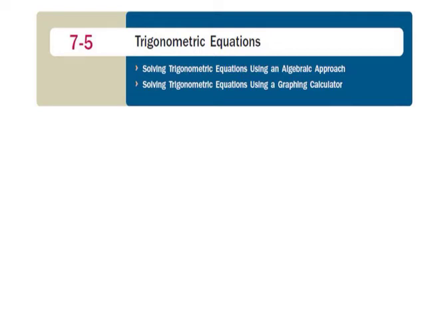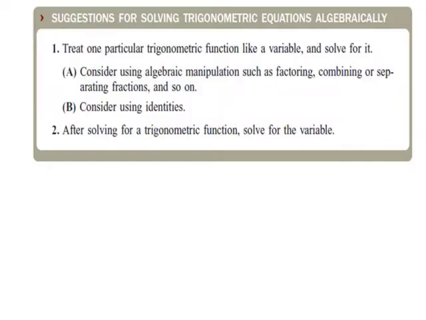Okay, 7-5, trigonometric equations. We're going to solve algebraically and by using a graphing calculator. So the first thing to do is think about your trig functions and try to figure out how you can manipulate them algebraically by factoring, combining, separating, whatever it is. And then if there's something that doesn't match, maybe you want to use an identity. And then once you get there, you want to actually solve for whatever it is you're solving for. You'll see what I mean.